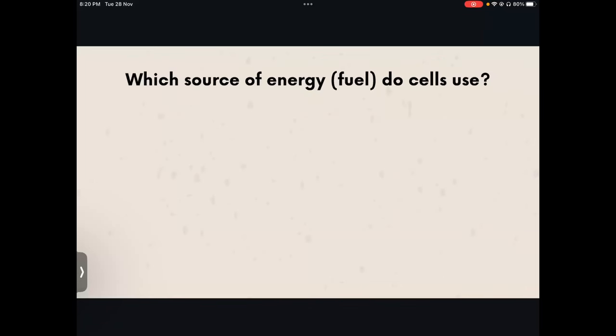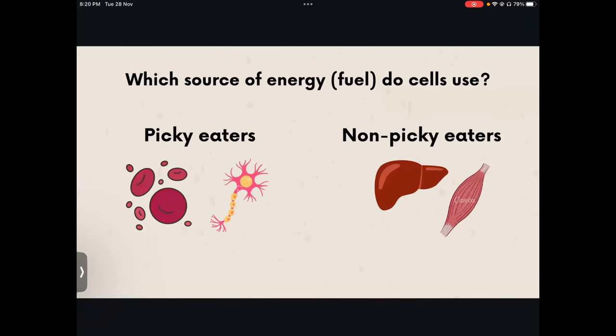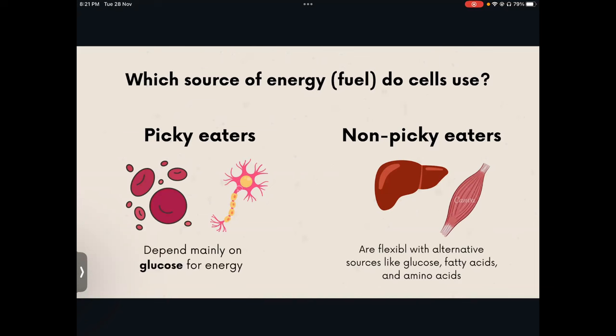Now, do you guys think that cells can choose which fuel they can use out of sugars and proteins and lipids? Because some cells are capable of choosing that. I like to think of this as cells that are picky eaters and cells that are non-picky eaters. The picky eaters choose a particular fuel or substrate, and they only, or mainly, or exclusively stick with that one. Like here, what do we have? Red blood cells and neurons. So red blood cells and neurons, or brain cells, mostly depend on glucose rather than fatty acids or amino acids. They depend on glucose.